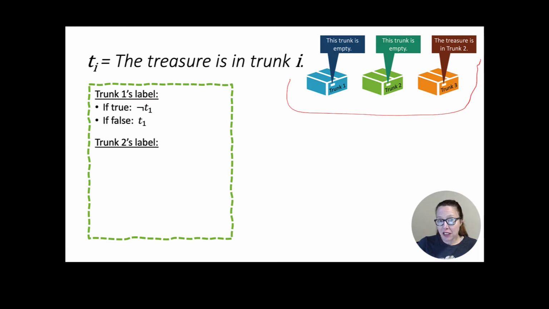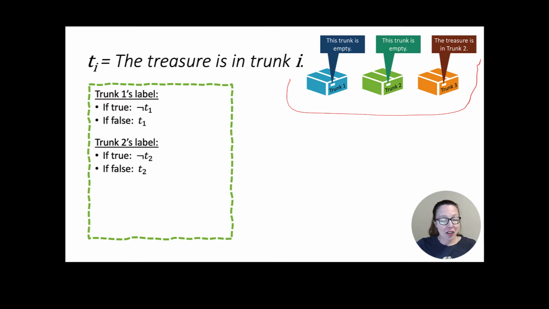Trunk 2's label is roughly the same. The label as stated, if it's true, is saying that there is no treasure in trunk 2. This trunk is empty. And so that's the negation of T2. If that label is false, then we know that it is, in fact, in trunk 2.